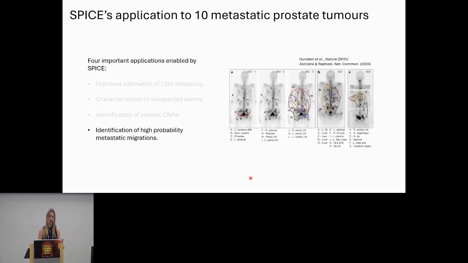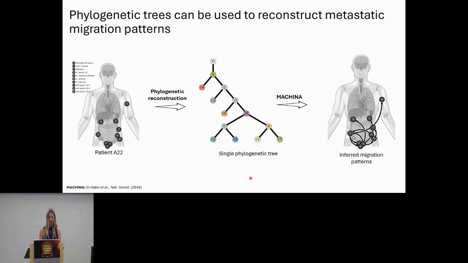Finally, I want to show how we can identify high probability metastatic migrations using SPICE. So as I mentioned previously, one of the important applications of SPICE, reconstructing phylogenetic trees, is that we can infer metastatic migration patterns.